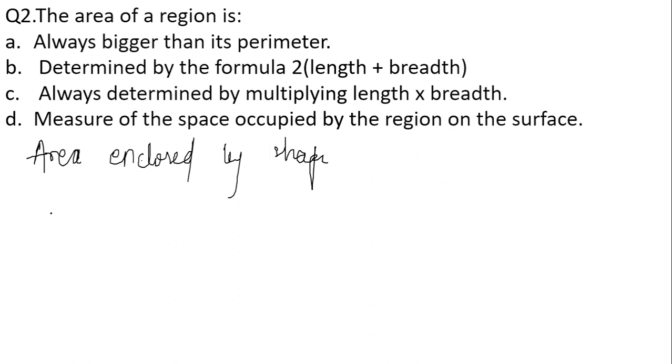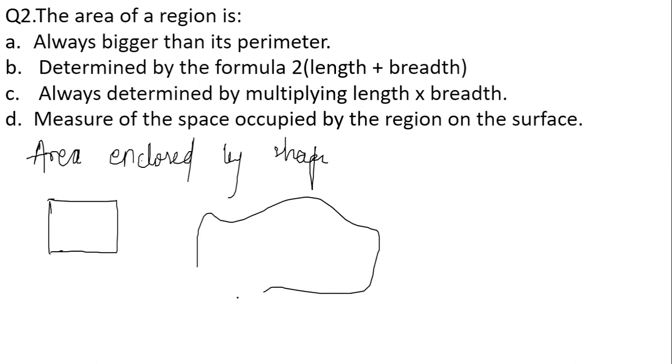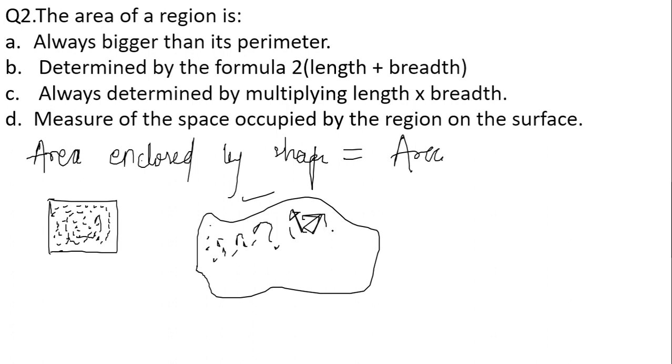By any shape. For example, I'm considering this particular shape. If we consider this shape or any shape like this also, this as well. Whatever area is enclosed by the boundaries of this shape is nothing but the area of the shape, we can say. Here in the second diagram, this is the area enclosed by this random shape. So this is nothing but the area of this particular shape.